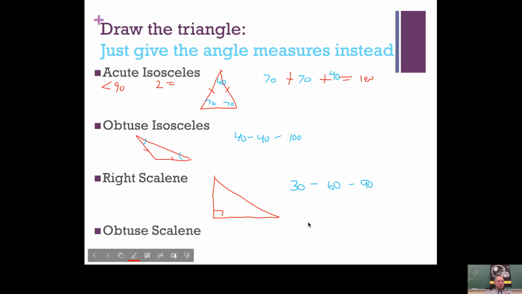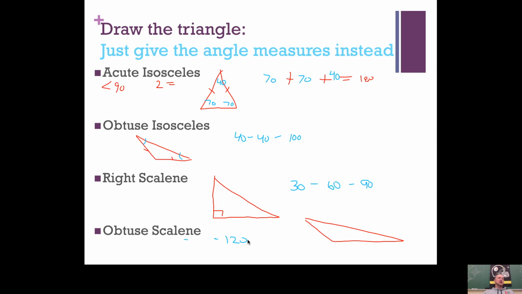Next one, obtuse scalene. So it'll look something like that. That's the obtuse angle. That's your longest side. These two sides are definitely not the same length, so all the side lengths are different. We'll come up with the angle measures now. We'll make one obtuse angle. Let's just make it 120.